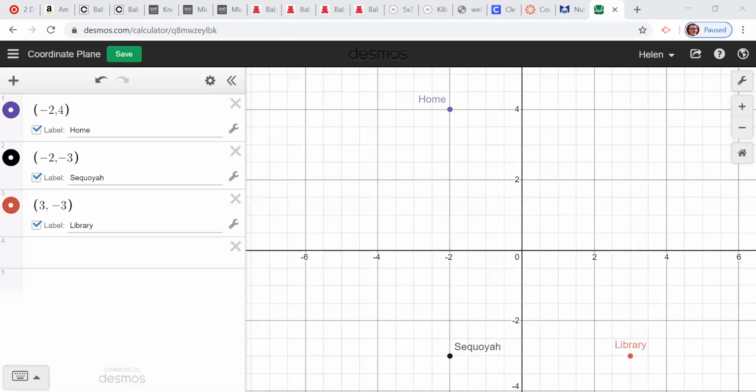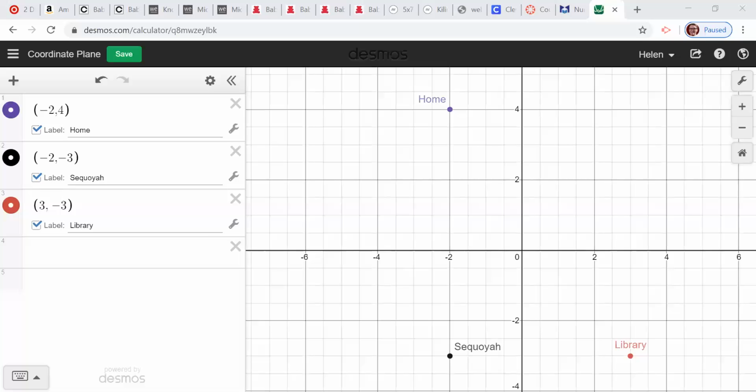Okay, so once I've cleared my screen, which has taken a little longer than I expected, there we go. We can once again use two different strategies. This time, let's try absolute value. The absolute value of our x value. So the absolute value of -2, the distance from Sequoia to the y-axis, plus the absolute value between the y-axis and the library, which is 1, 2, +3.